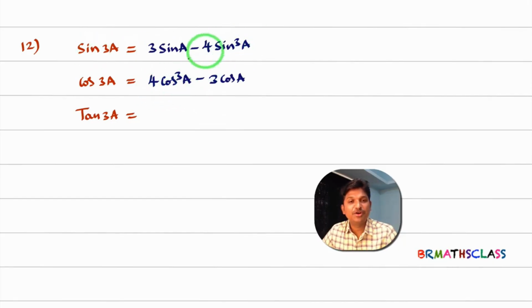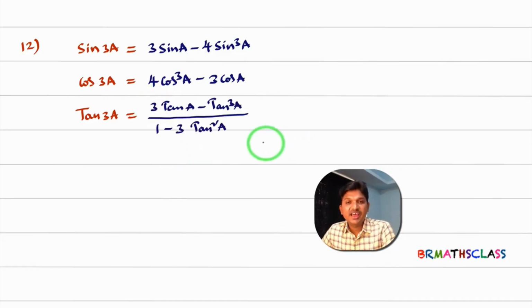You observe this in the sin formula as well as the cos formula. Sin 3a formula, 3 sin a minus 4 sin cube a. Cos 3a formula, 4 cos cube a minus 3 cos a. Now we'll move to tan 3a. What is tan 3a? The tan 3a formula is completely in terms of tan. Tan 3a is 3 tan a minus tan cube a divided by 1 minus 3 tan square a.